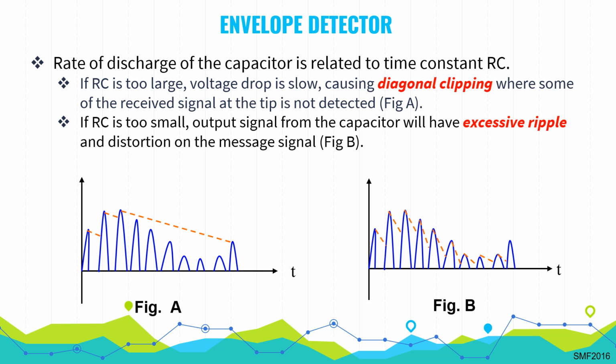The performance of the envelope detector depends on the time constant, RC, of the circuit. The time constant determines how quickly the capacitor discharges. If the RC value is too large, the capacitor discharges slowly, causing diagonal clipping. This means some parts of the signal at the peaks are not detected, leading to distortion. If the RC value is too small, the capacitor discharges too quickly, causing excessive ripple in the output signal. This also leads to distortion. Therefore, it's important to choose an optimal RC value to avoid these issues.